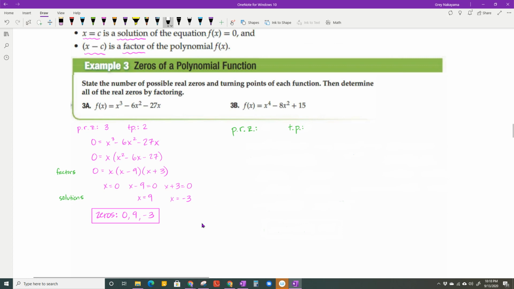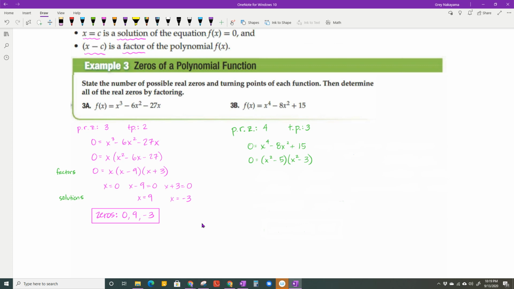Okay, 3b, f of x equals x to the fourth minus 8x squared plus 15. The degree, the highest exponent, is a 4, so that's the possible real zeros that I have. Turning points is 1 less than that number, so it is going to be 3. To find the zeros, I'm going to take that polynomial and set it equal to 0, and then I'm going to factor that polynomial, and it factors to that.